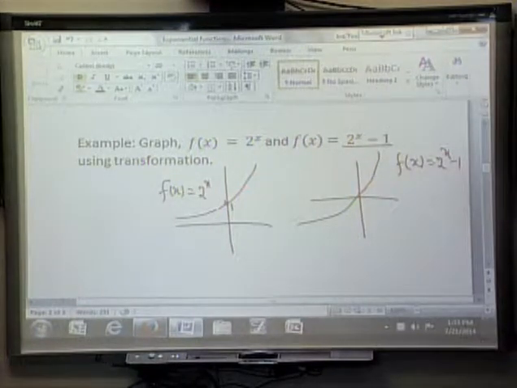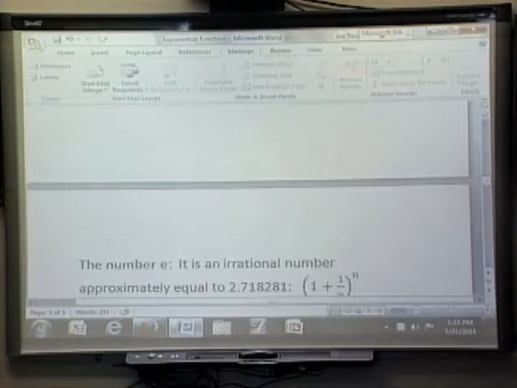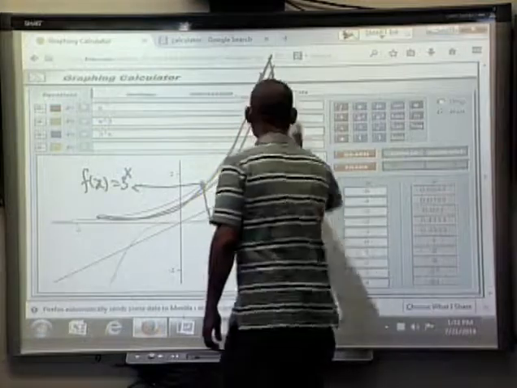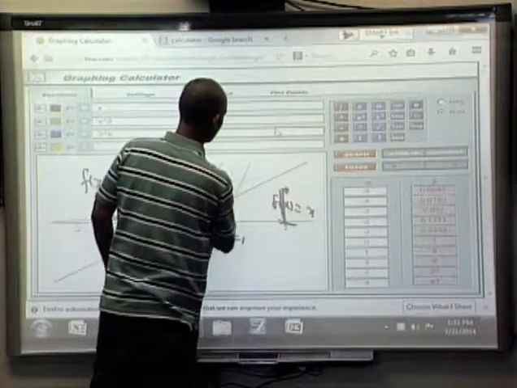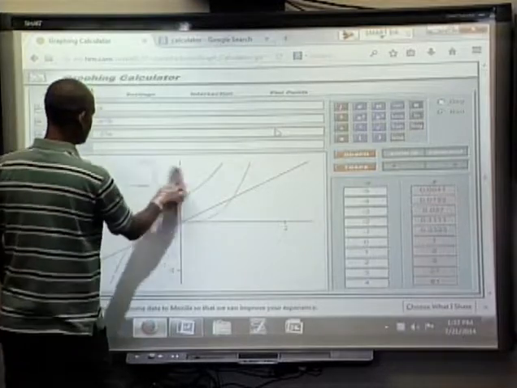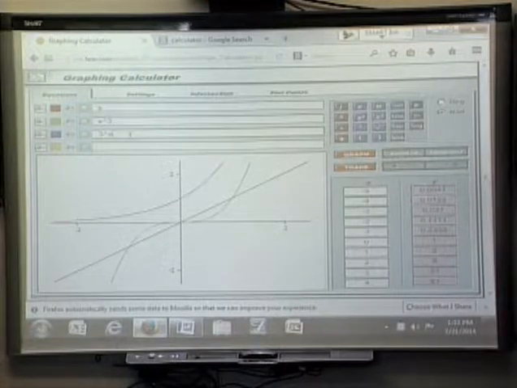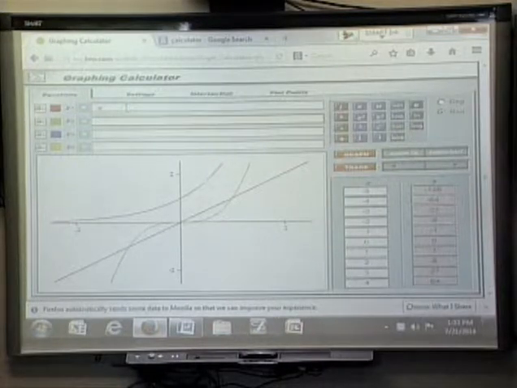Well, better to see this characteristic using this graphing calculator. Let me erase whatever I had from the previous work, and let us see the graph of 2 to the x and 2 to the x minus 1 together to notice how the graph translates by subtracting a number from the function.